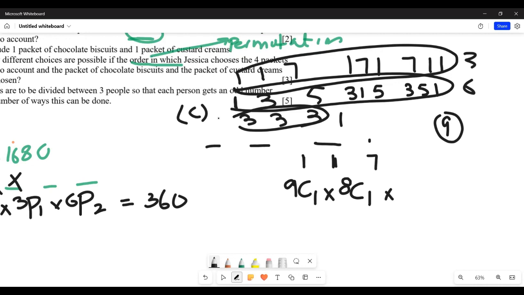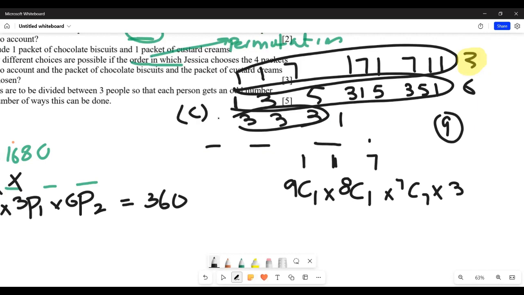Sorry, next person gets 7 pies. And there are 7 pies left. So it's going to be 7C7. And since there are 3 such combinations, there's also 171 and 711. So we multiply the answer with 3.